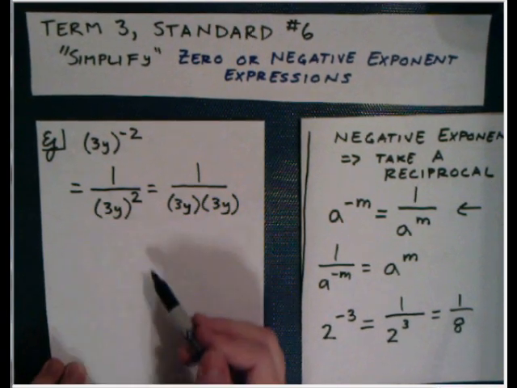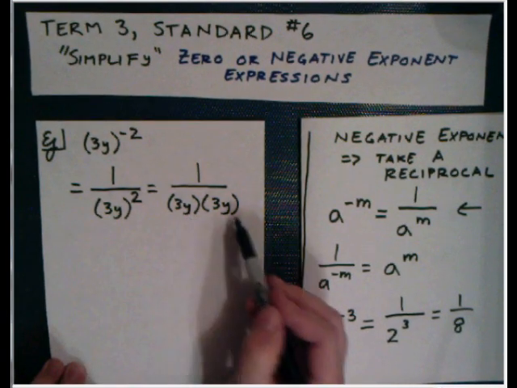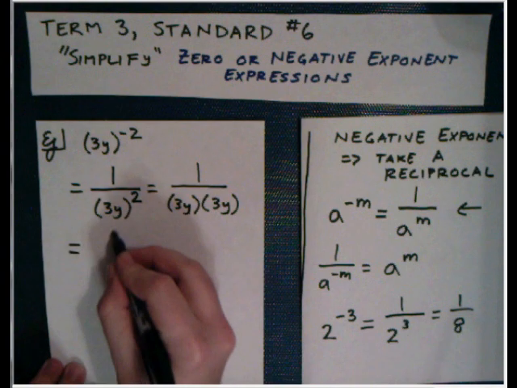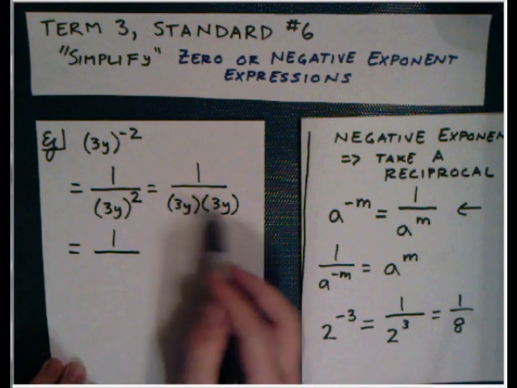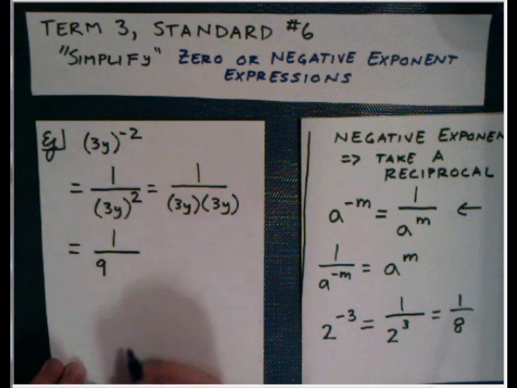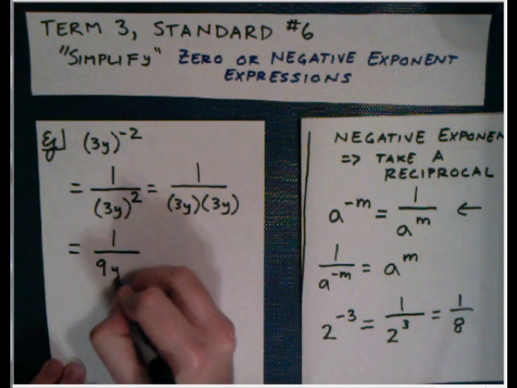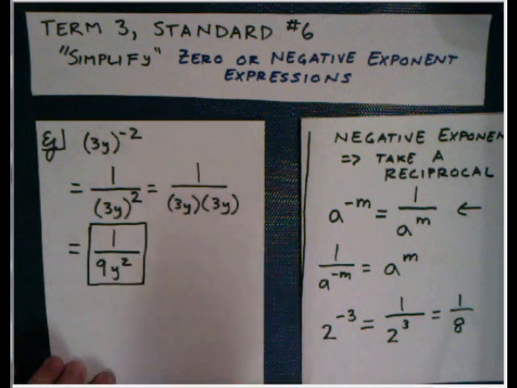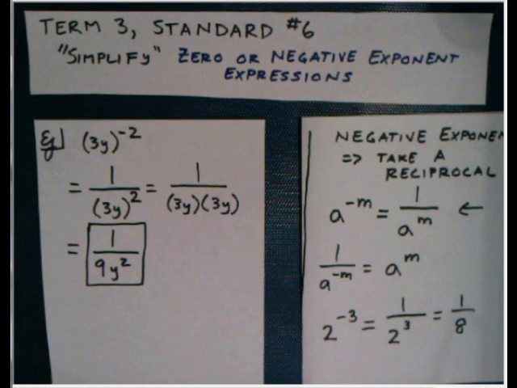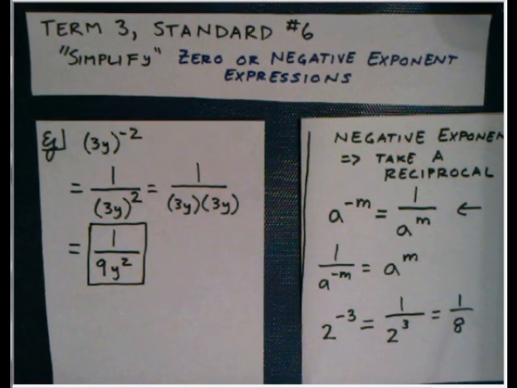X squared is x times x. 3y squared is 3y times 3y. Now in order to finish, I've just got to correctly multiply these two monomials together. So 3 times 3 is 9. Y times y is y squared. And lo and behold, there is my answer. 1 over 9y squared. Okay, so that's just one example.